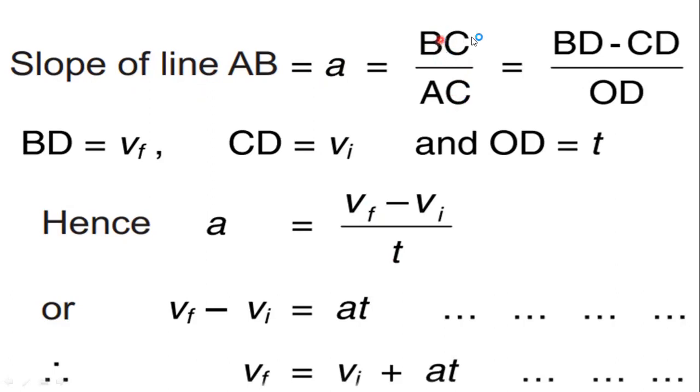That is the ratio, the rise to run. That is the gradient, or the slope, which is the same thing. So once again, that was BD over CD. We have seen in the previous slide that BD represents the final velocity, CD is the initial velocity, and OD was the timeline. Acceleration is the slope of the line AB. So a is equal to the rise over run. The rise was described by BD minus CD. We are putting in the values, and then we get VF. Finally, this is the first equation of motion.